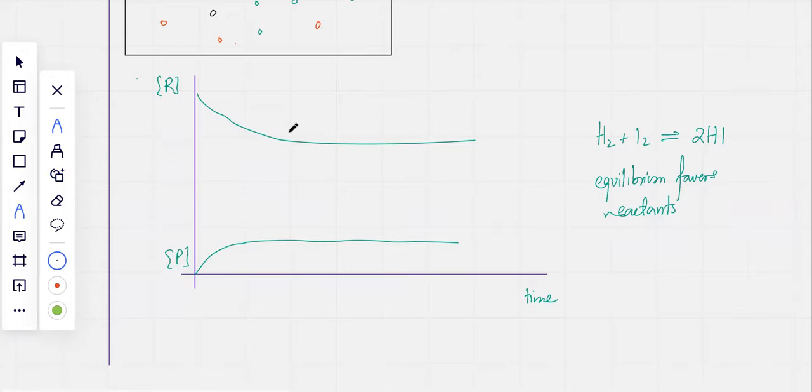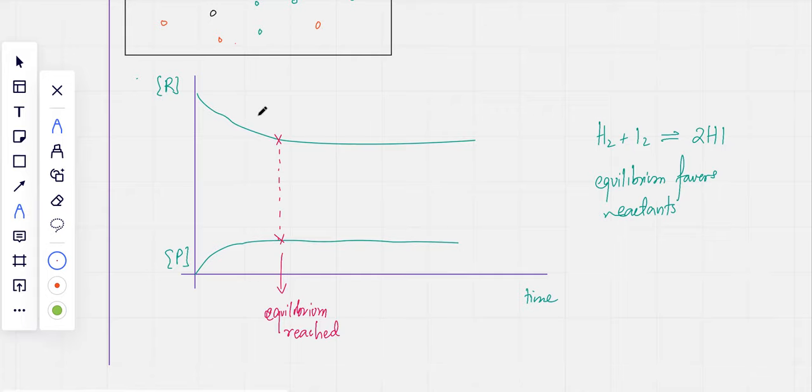Now, by looking at the graph, what's the point when equilibrium was reached? The equilibrium was reached at this point, when the concentration of the reactants and the products becomes constant. That indicates that this is the time at which equilibrium was reached. At this particular point. So is this also clear? That's the point when equilibrium was reached.